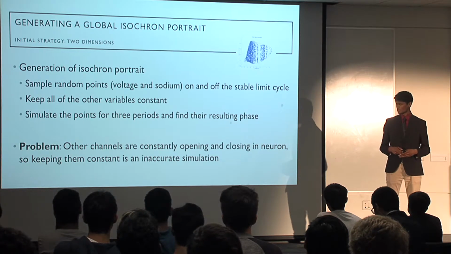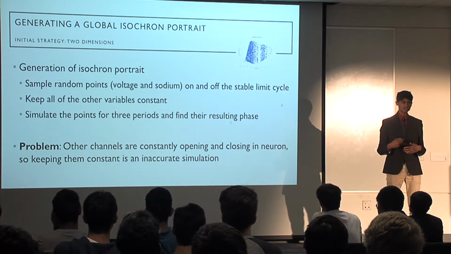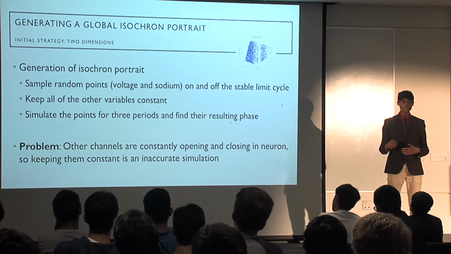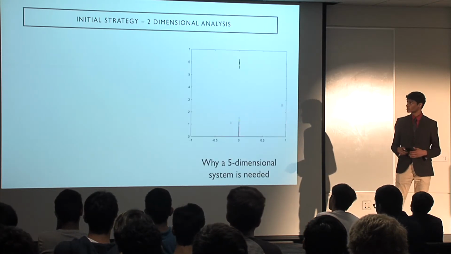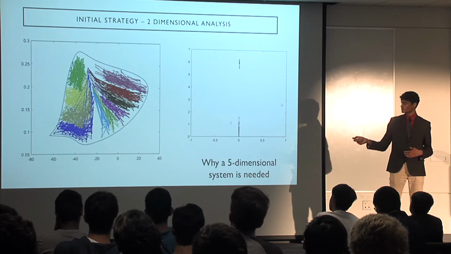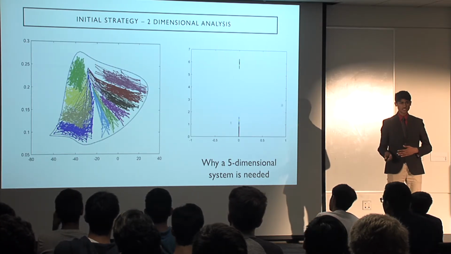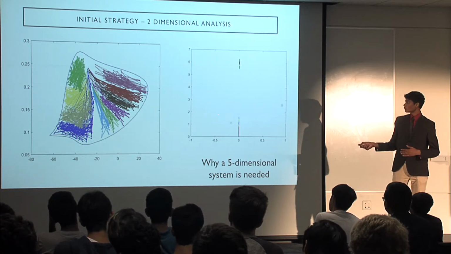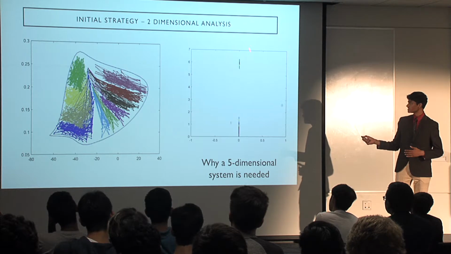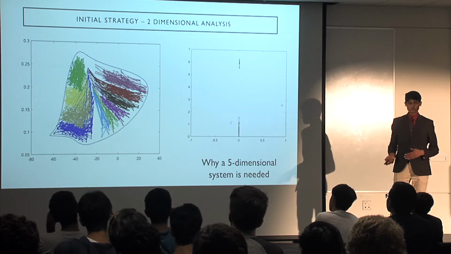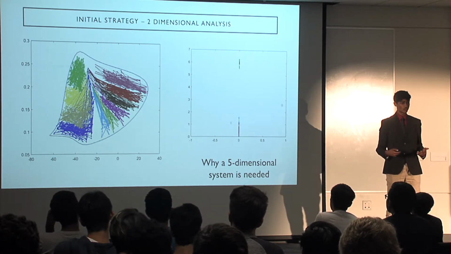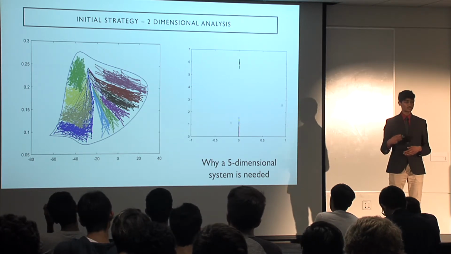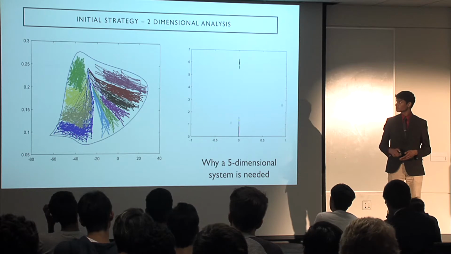The problem with this, though, is that other channels are also changing, and so we can't really truly simulate the dynamics of our model by just considering 2 of the variables. When we considered 2 of the variables, we saw these clusters, and these clusters indicate all these points end up at the same phase. And while this may seem cool, when we later looked at the results, the points were only ending up at 2 pi and 0, which means we weren't really getting to all the phases in our model, and this wasn't an accurate representation of the 5-dimensional system we were looking at.